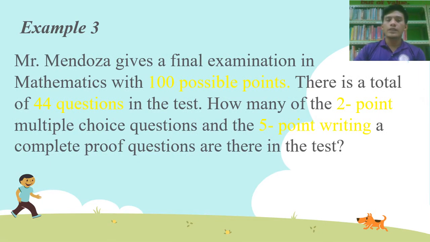The problem is: Mr. Mendoza gives a final examination in mathematics with 100 possible points. There is a total of 44 questions in the test. How many of the 2-point multiple choice questions and of the 5-point writing a complete proof questions are there in the test? So we will make an equation to solve that problem.